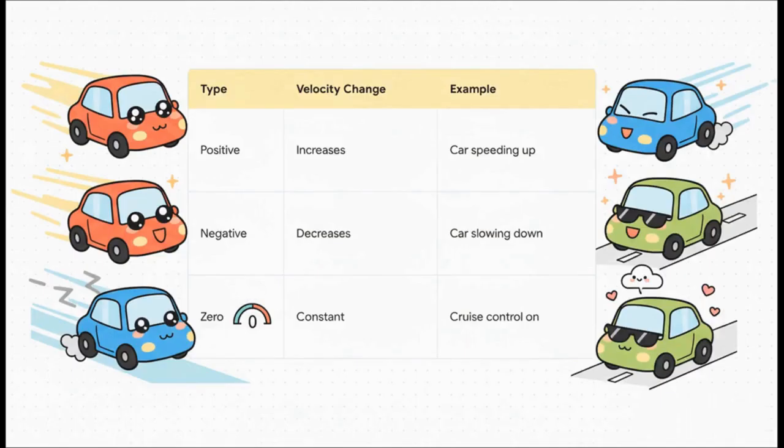This table breaks it down really nicely. If your velocity is increasing, that's positive acceleration. You're speeding up. If your velocity is decreasing, that's negative acceleration, what we usually just call slowing down or braking. And here is the key. If your velocity is constant, meaning your speed and your direction are locked in and not changing, your acceleration is zero. So that car on cruise control, it only has zero acceleration if it's on a perfectly straight road. The second it starts to turn, it's accelerating.